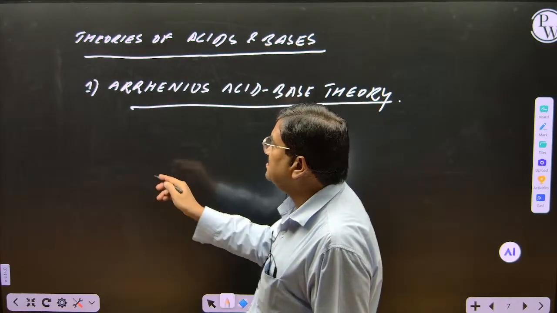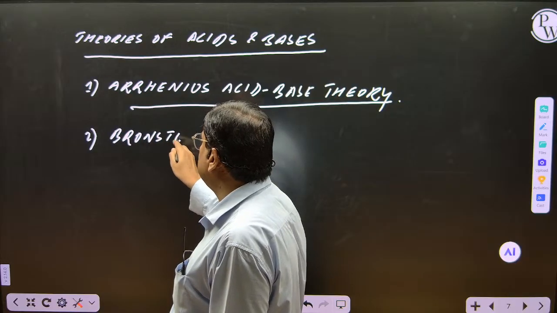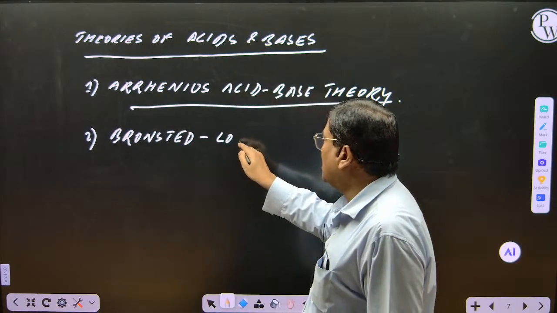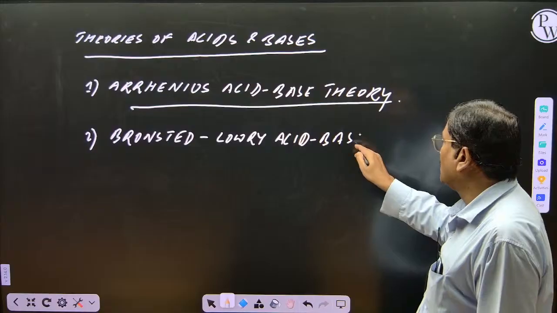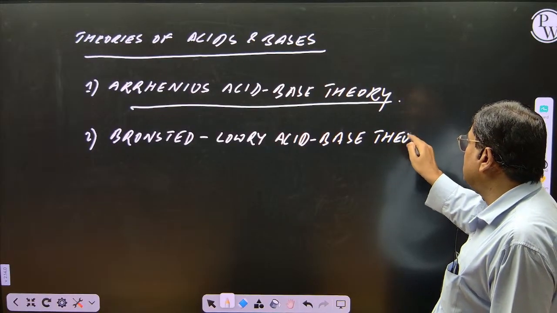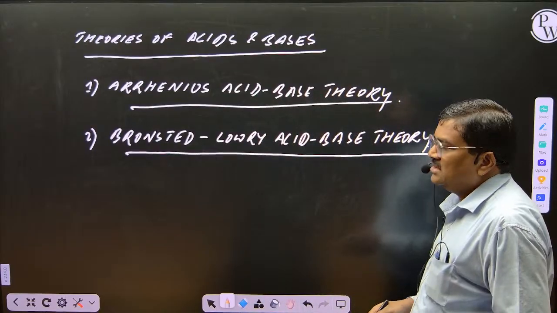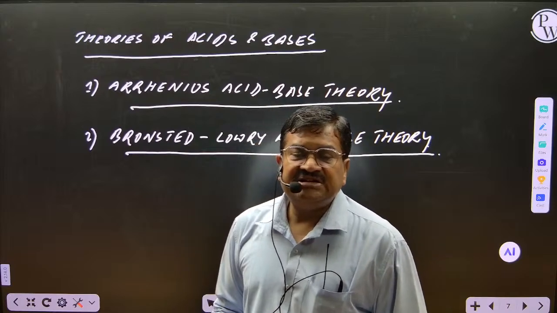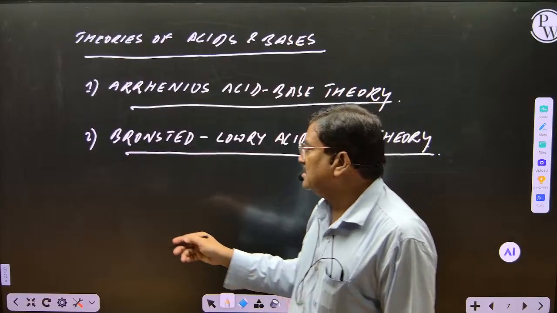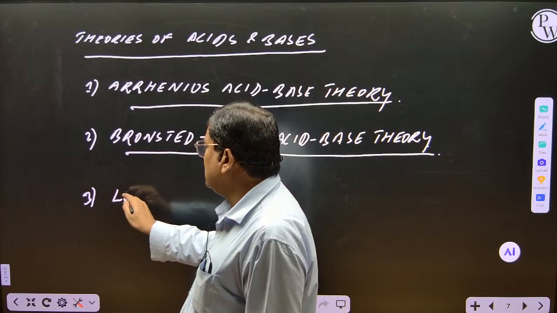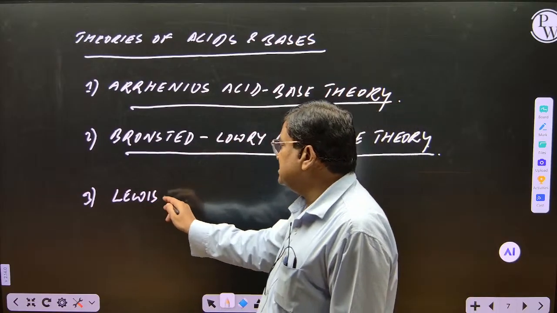The second theory is Bronsted-Lowry acid-base theory. This is the second theory, important. The third theory we have is Lewis acid-base theory, because some of the drawbacks have been explained by Lewis theory. So the third theory, important theory, we will study later in the equilibrium chapter, Lewis acid-base theory.